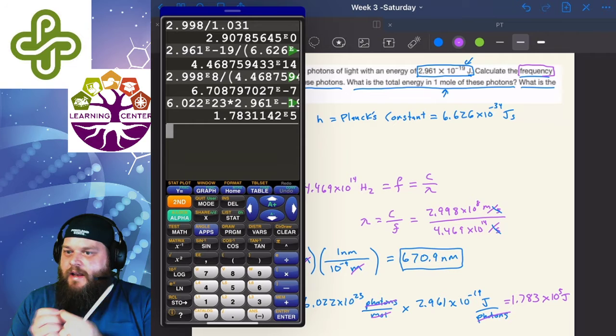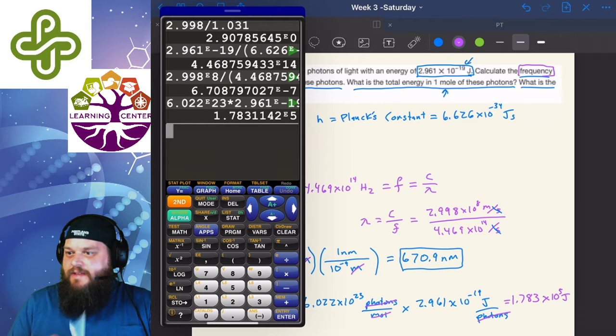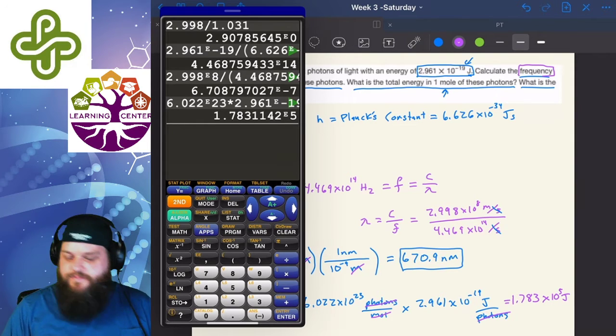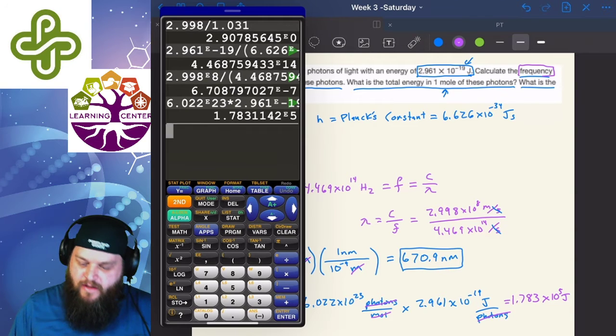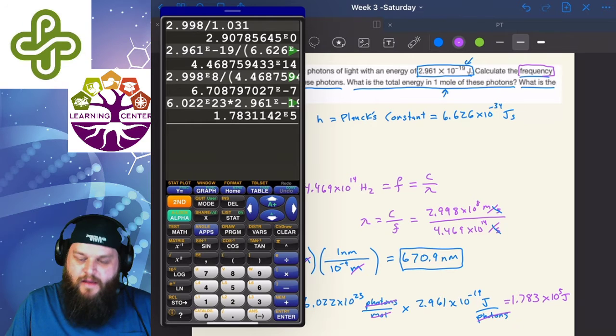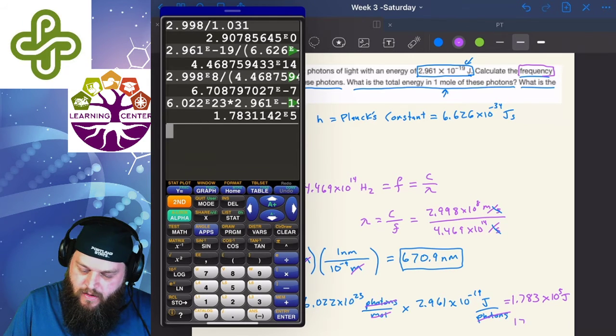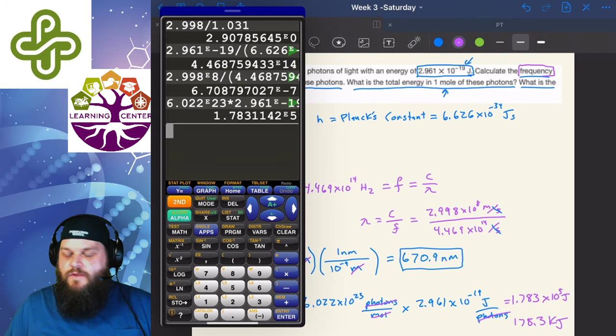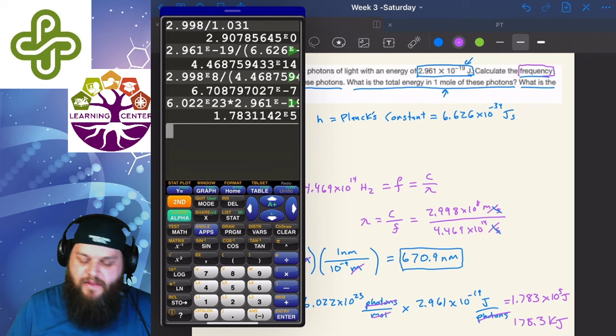So you see, it went from a tiny little bit of energy, that 10 to the 19th power, which is 18 zeros, and then 2961, up to 1783, followed by 3 zeros. So that's quite a bit of energy. If we convert that to kilojoules by moving this decimal place over, we end up with 178.3 kilojoules. So 1 mole of photons really carries a lot. It's a bunch of little energy packets hitting things that gives you all this energy.